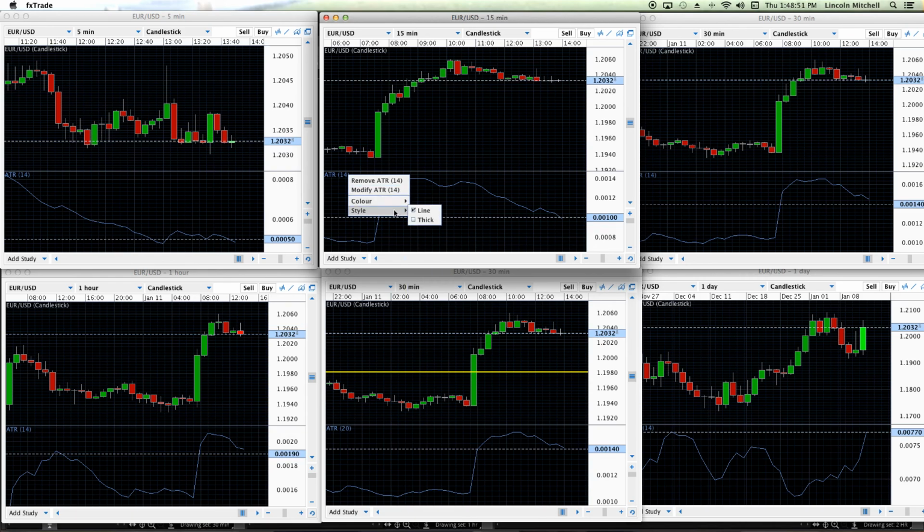You can always modify. You can always change the colors. You can also change the style. Those parts I just really didn't go over.